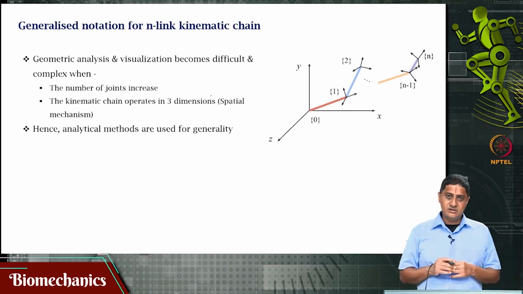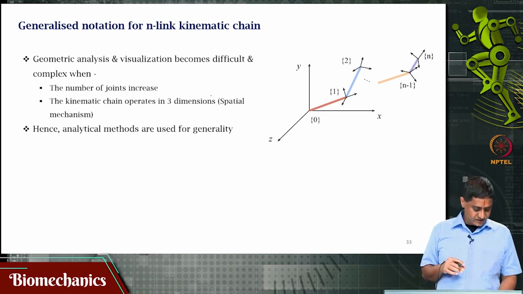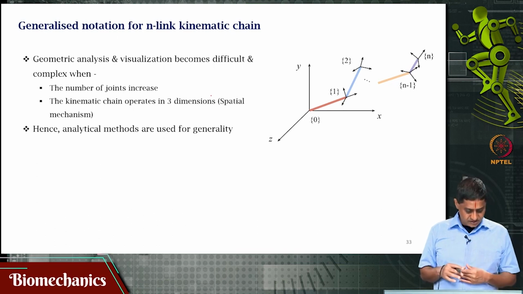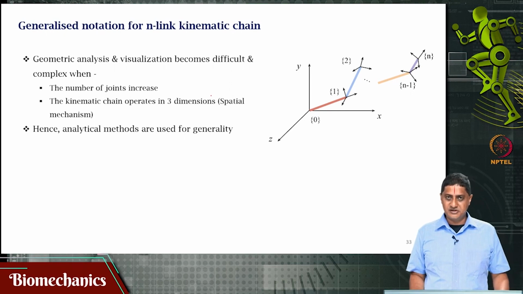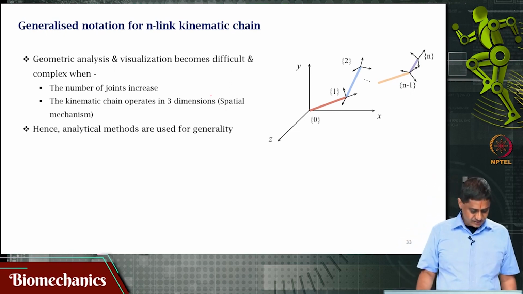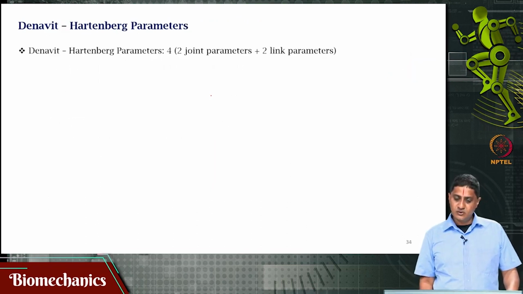The links, how do you define them? The links are defined by the relative position and orientation of their coordinate frames. So, the shape of the link is eliminated. What kind of link this is, that is eliminated. This approach is called the DH parameters or the Denavit-Hartenberg convention. This consists of 4 parameters in total, 2 joint parameters and 2 link parameters.